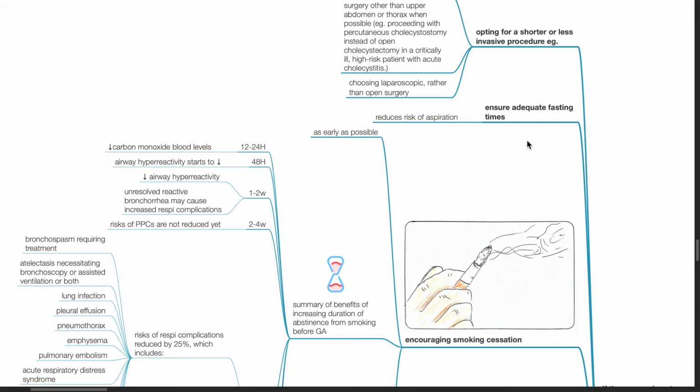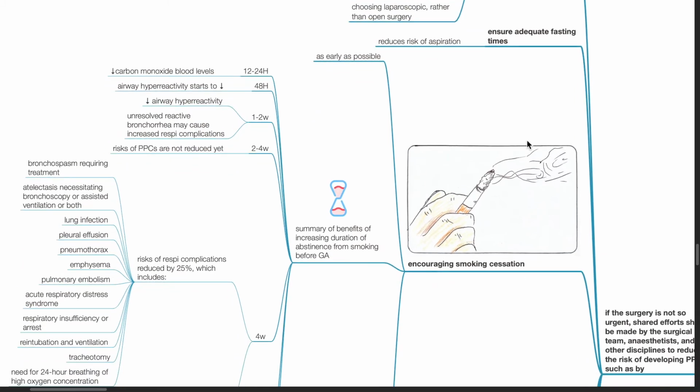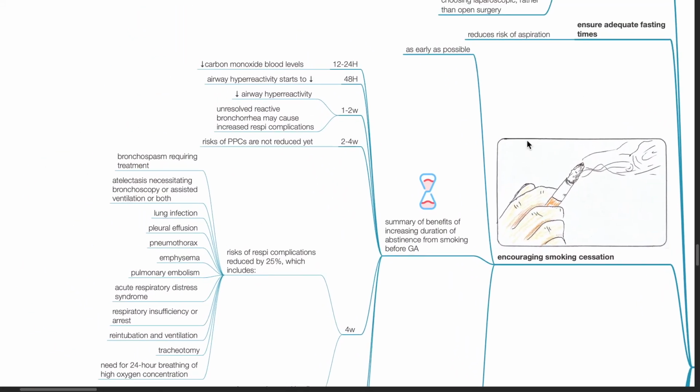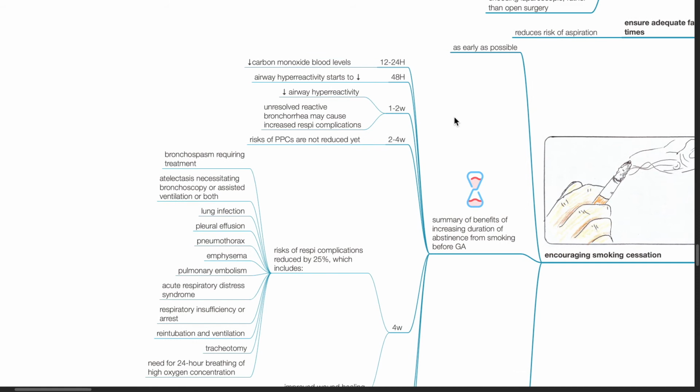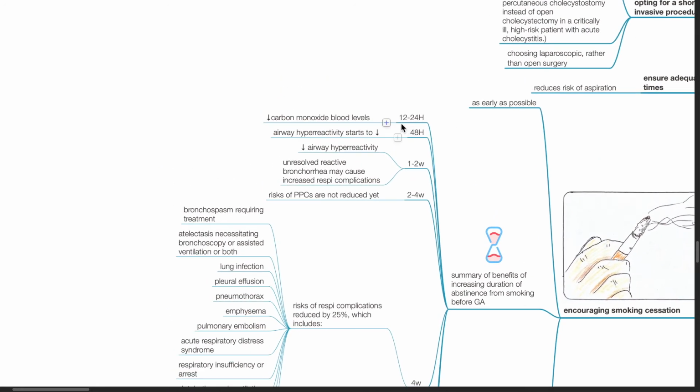Ensure adequate fasting times to reduce the risk of aspiration. Encourage smoking cessation as early as possible. Summary of benefits of increasing duration of abstinence from smoking prior to general anesthesia. If the duration is 12 to 24 hours of abstinence, there is reduction in carbon monoxide levels. If 48 hours, there is reduced airway hyperactivity.